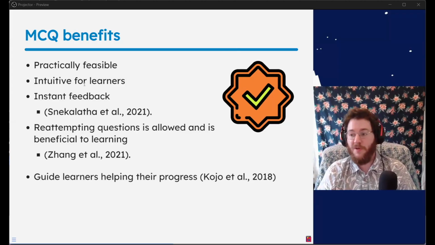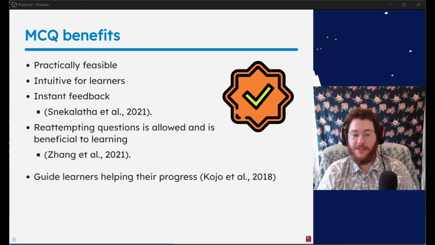It's intuitive for learners, so I always include a bit of a demonstration of how to use this, but then learners tend to know how to use this kind of thing pretty intuitively. It's clicking a button on a website. Again, you're getting that instant feedback, knowing if you've got something right or wrong instantly.